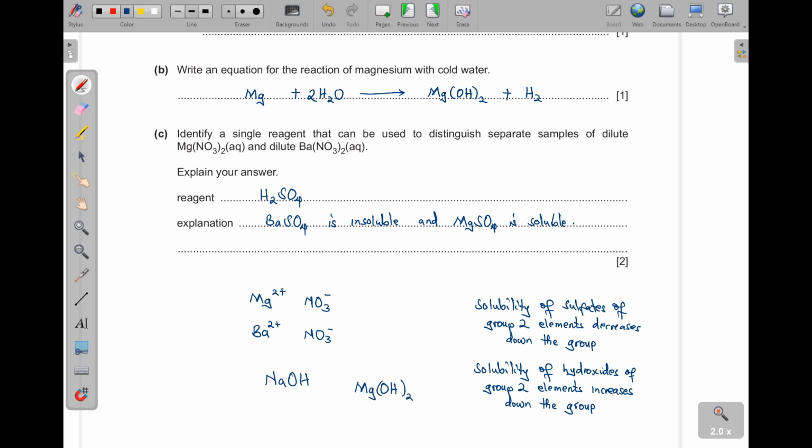I will also form barium hydroxide. Okay? I'll form these two. But since the solubility of hydroxides increases down the group, this one will remain in solution there. And then this one will form a white PPT. Okay? It's a solid. It will slowly form out.